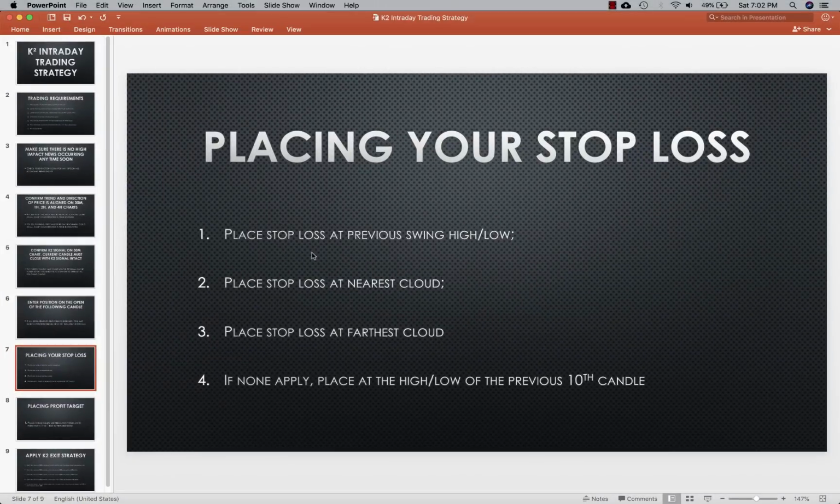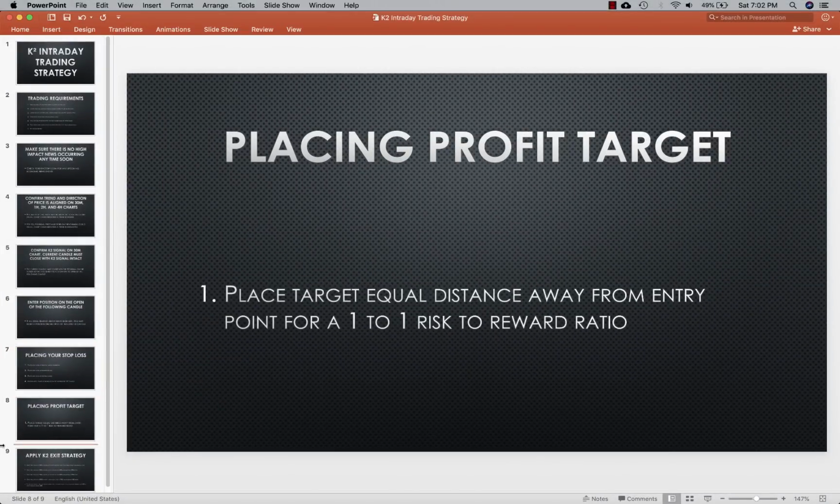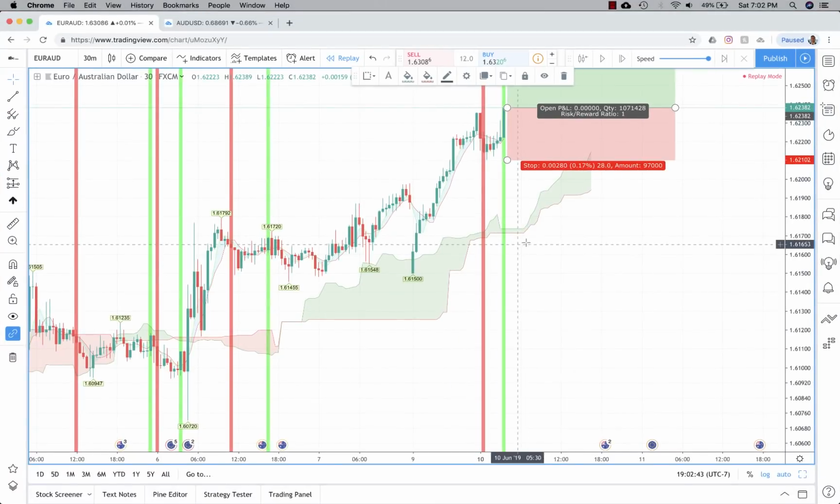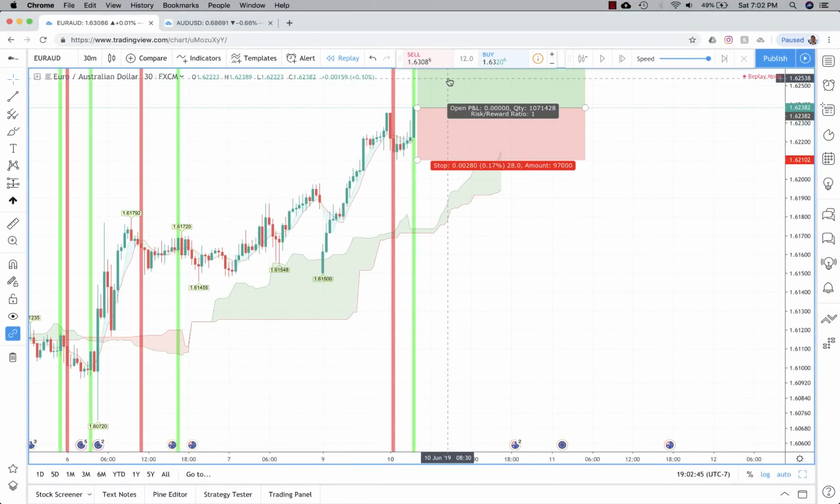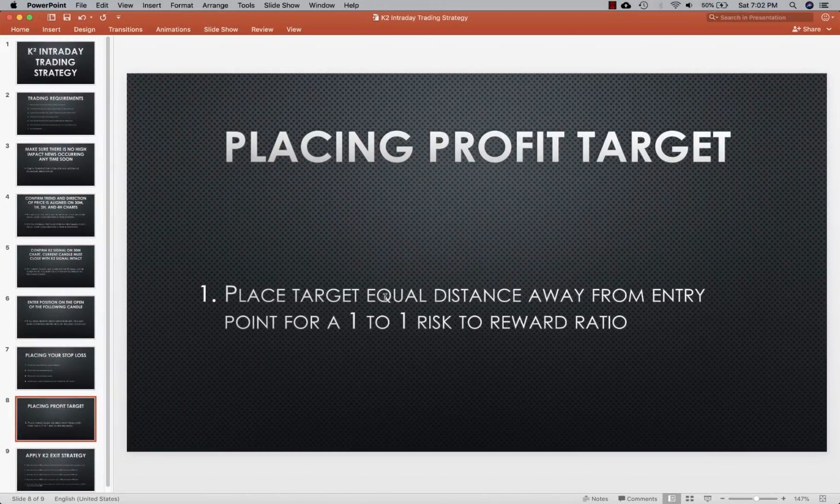So let's go to the next one. Yeah, we have placed our stop loss. Next, we'll be placing our profit target, where you put it the equal distance away, which I already did here. So that's where it is right there. And then we'll run the strategy.